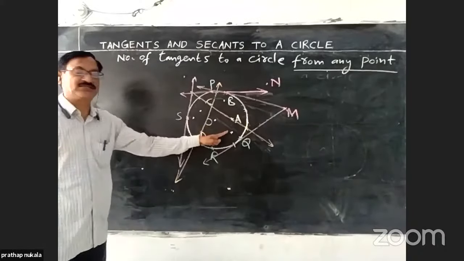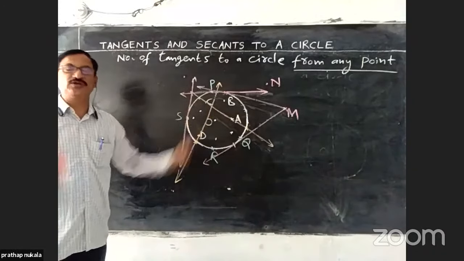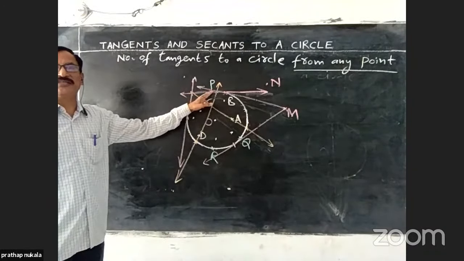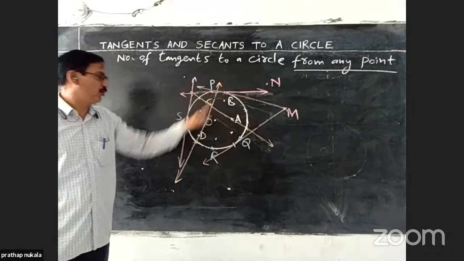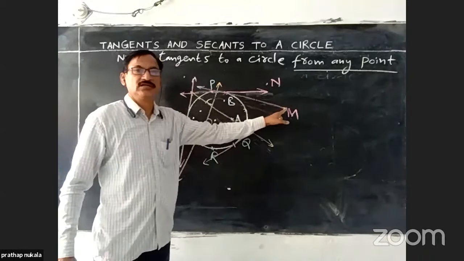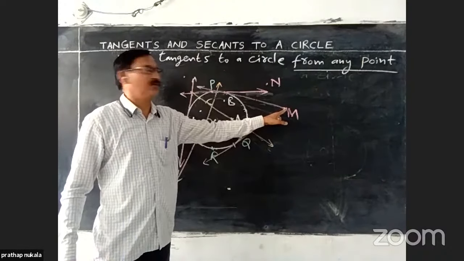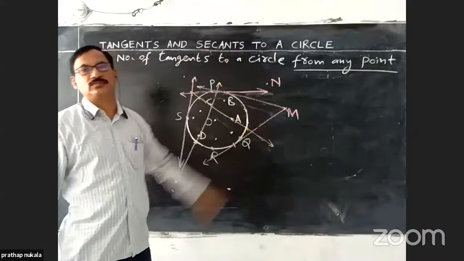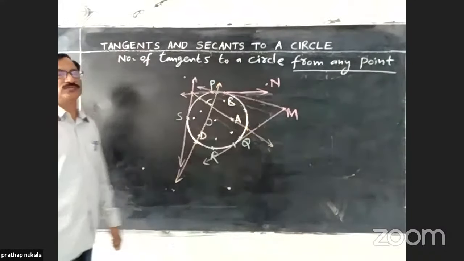First, from interior points, number of tangents is 0. At a point on the circle, number of tangents is only one. From an external point, number of tangents that can be drawn is equal to 2.